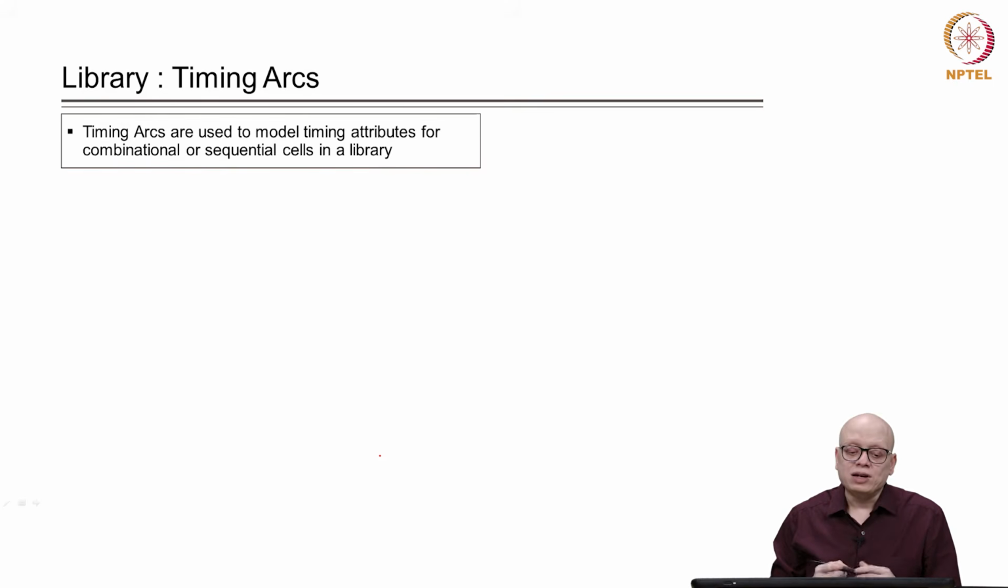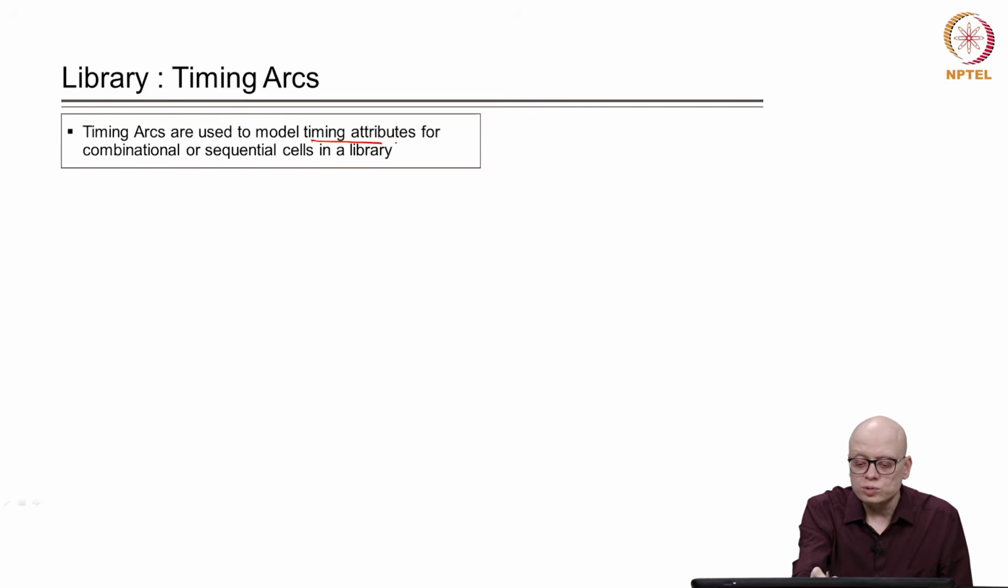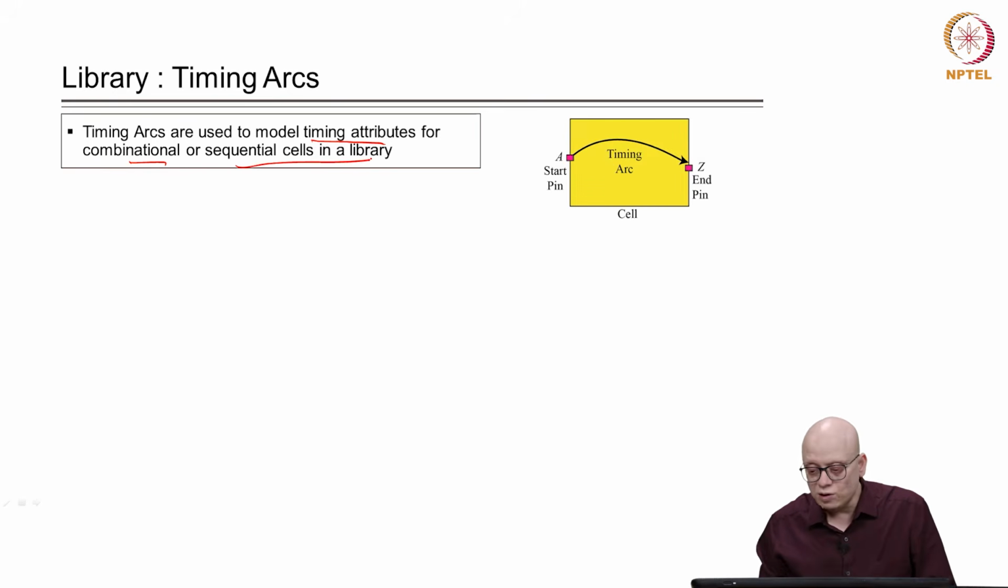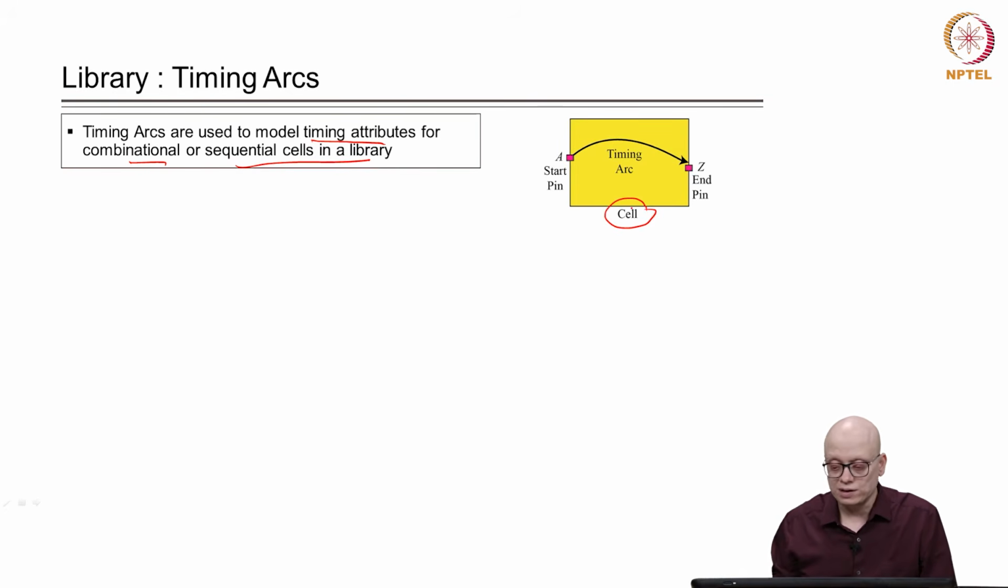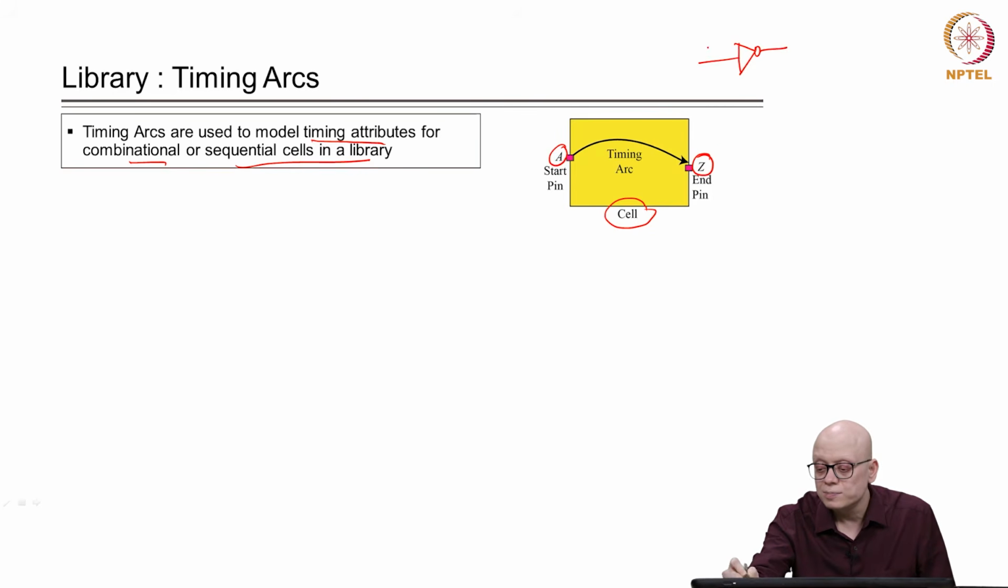Now, what are timing arcs? Timing arcs are used to model timing attributes for combinational and sequential cells in the library. For example, consider this cell. This cell may be, say, an inverter, an AND gate, OR gate or whatever. For this cell there is a pin A and there is a pin Z. For example, if we consider it as an inverter, then there is a pin A and there is a pin Z.